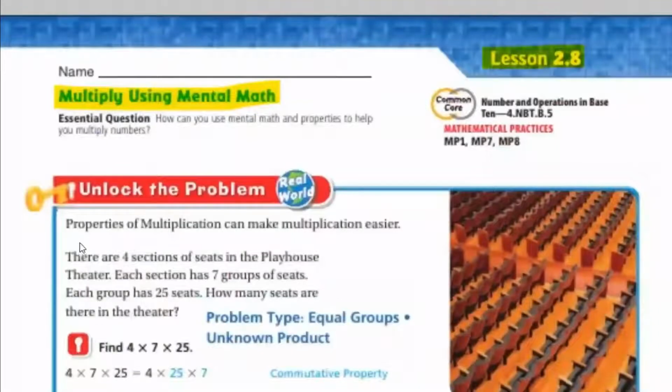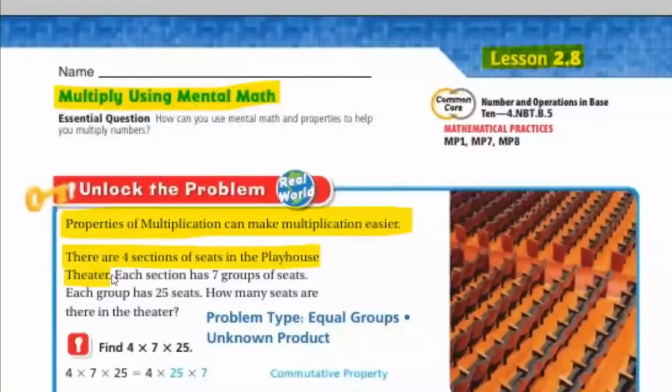Today we are going to use properties of multiplication, because properties of multiplication can make multiplication easier. There are 4 sections of seats in the Playhouse Theater. Each section has 7 groups of seats. Each group has 25 seats. How many seats are there in the theater?